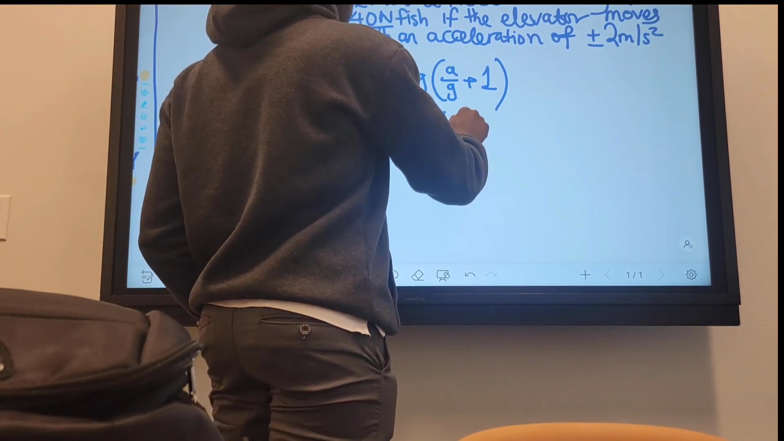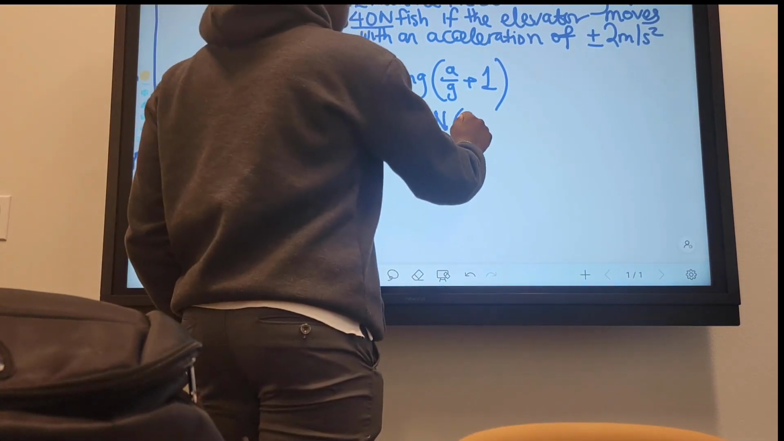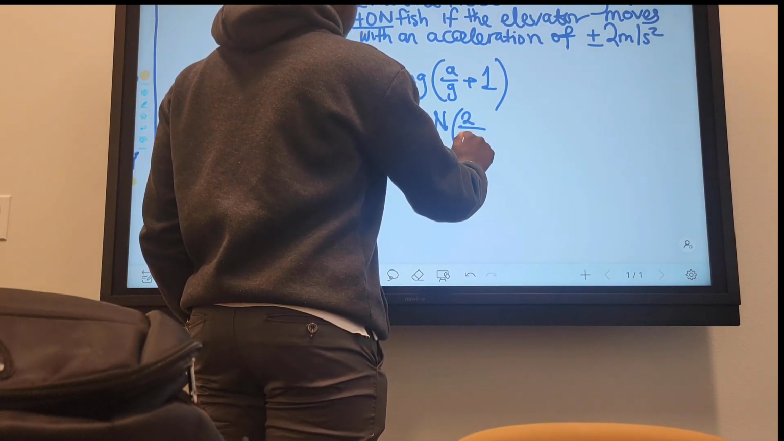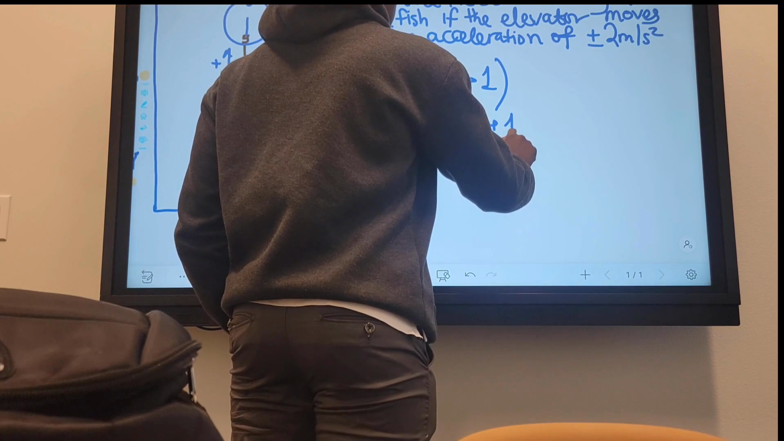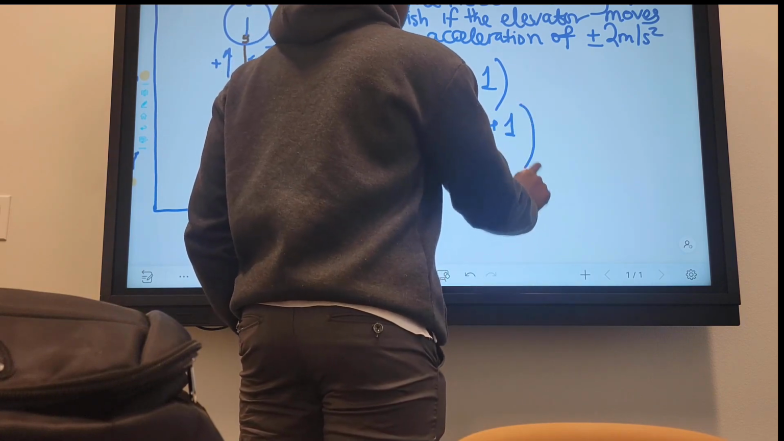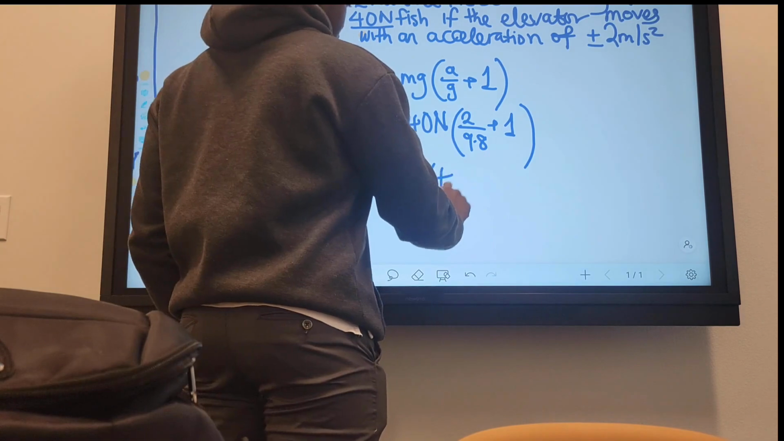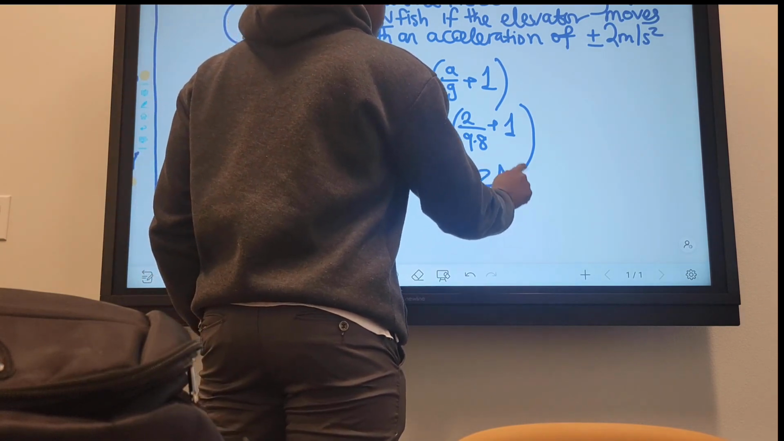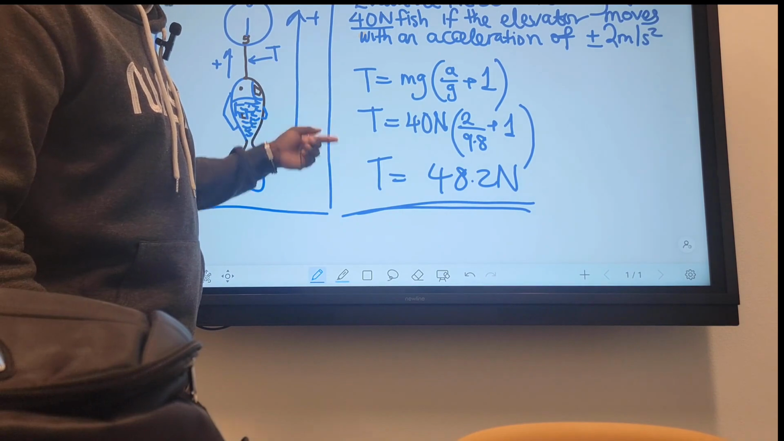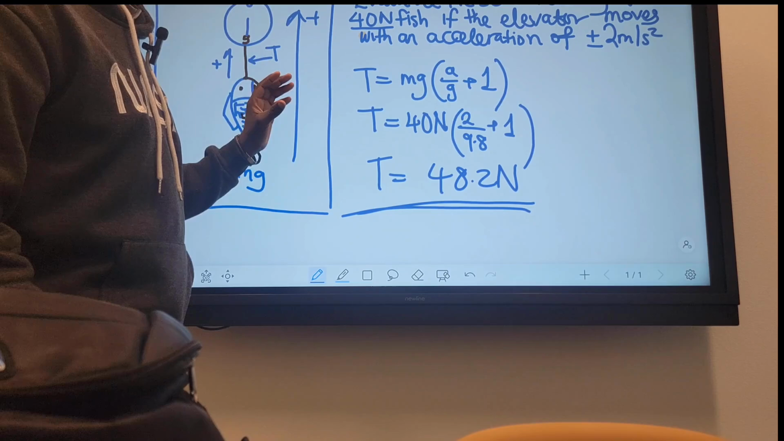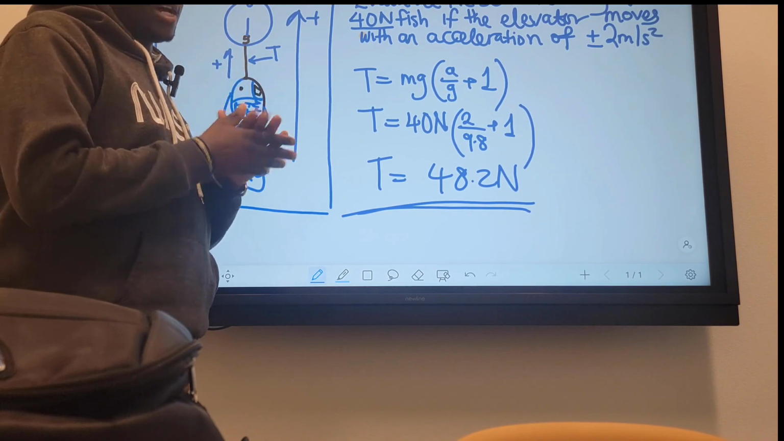The acceleration we've been given as 2. Since we're working with a case where the elevator is accelerating upwards, we're going to use 2 meters per square second over the gravitational force, which is a constant, 9.8 meters per square second, plus 1, which is part of the formula. When we evaluate, we discover that this gives us 48.2 newtons, hence proving that as the elevator accelerates upwards, the weight of the fish at that particular moment becomes more than what it actually was.